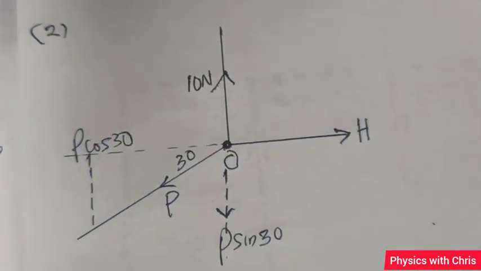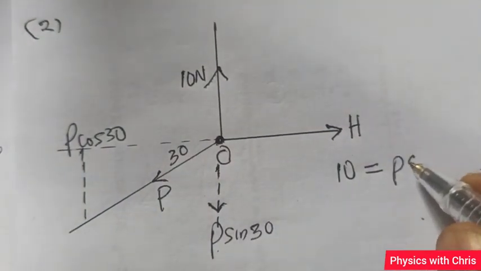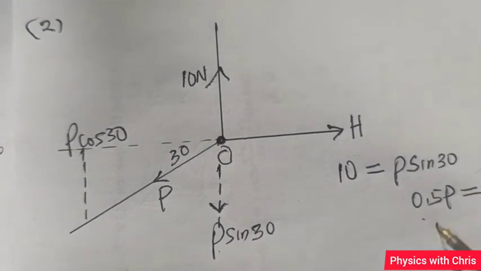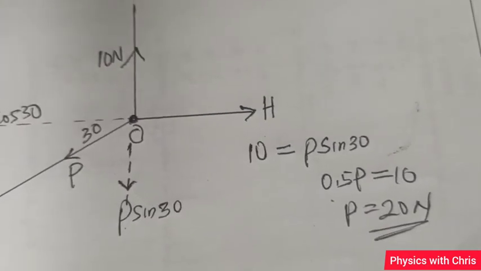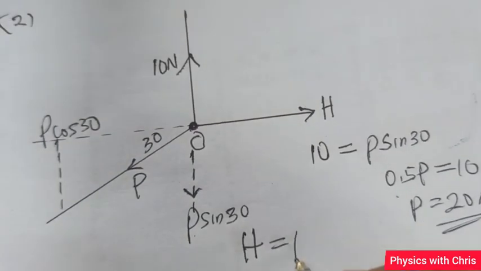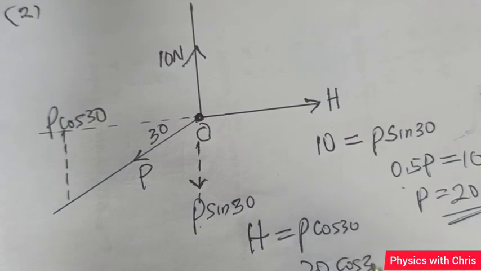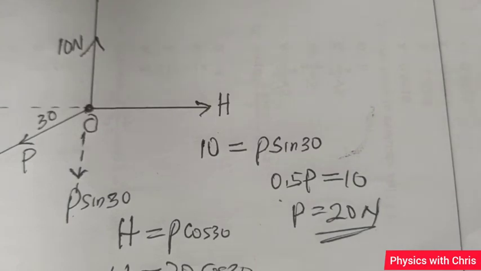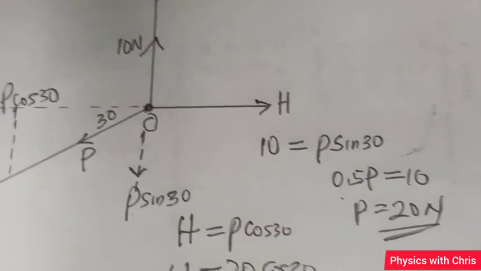For equilibrium of this system, it means that the 10 Newton upward force must equal the downward force, P sine 30. This 0.5 P is equal to 10, which means P is equal to 20 Newton. And you can use the forces acting horizontally to find force H. What's my force H? H must be equal to P cos 30. Since I've already got the value of P, that is 20 cos 30, that gives me the value of H. So whichever way, you should be able to apply the ideas of either resolving forces or triangle of forces to find the unknown forces.